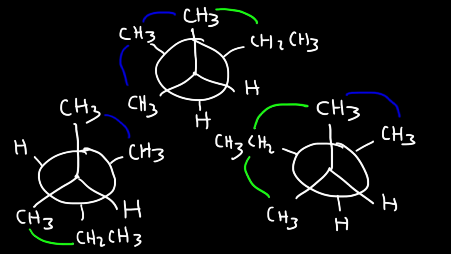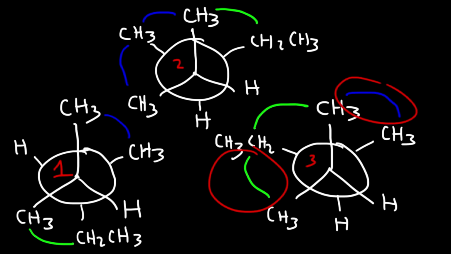And because ethyl is bulkier than methyl, it stands to reason that an ethyl-methyl gauche interaction has more energy than a methyl-methyl gauche interaction. So therefore, this is going to be number 1, the most stable staggered conformation that we can draw. This is going to be number 2, and this is going to be number 3, the least stable of all the staggered conformations that we can draw, based on the idea that an ethyl-methyl interaction has more steric strain than a methyl-methyl interaction.